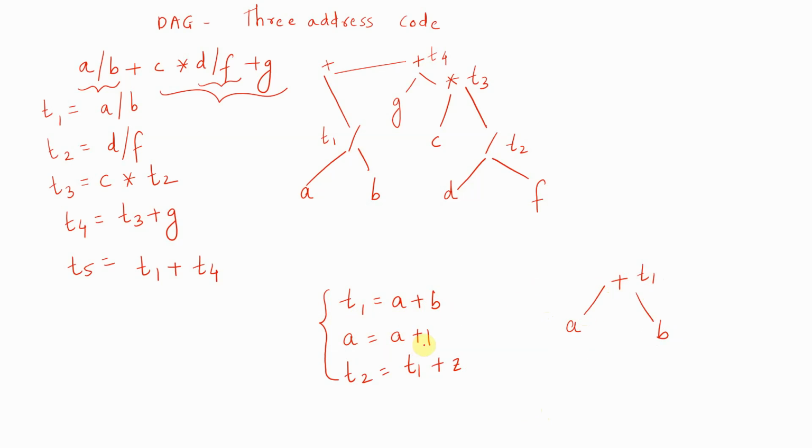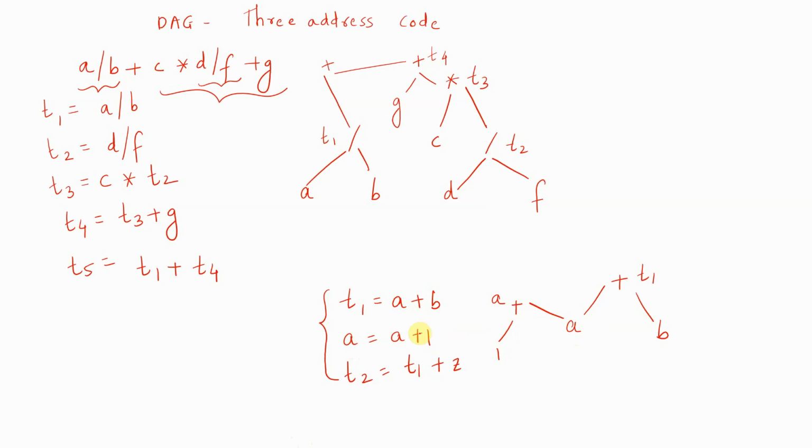In this case, the value of A is updated. This A is already present, right? So I take plus and create one node for 1. Now, the result of this is stored in which variable? It is stored in A, so I'll write A over here.